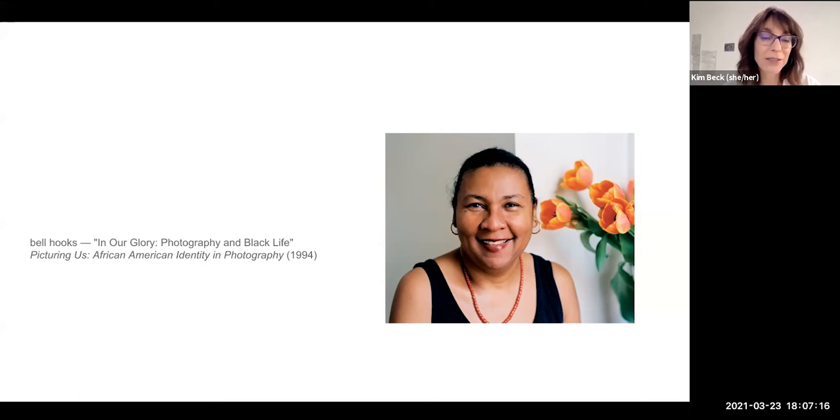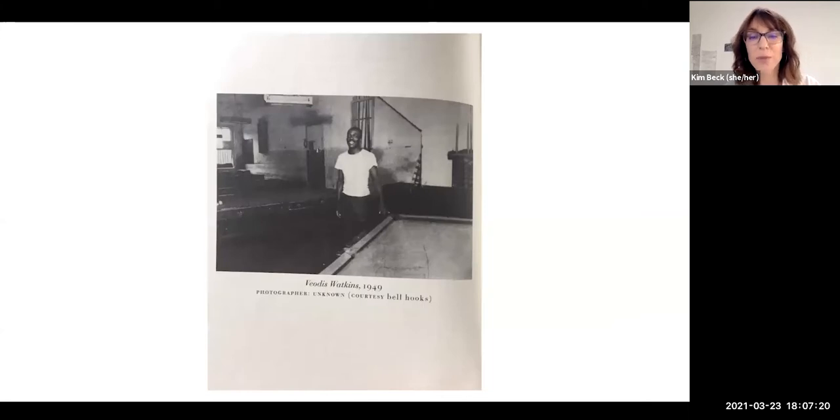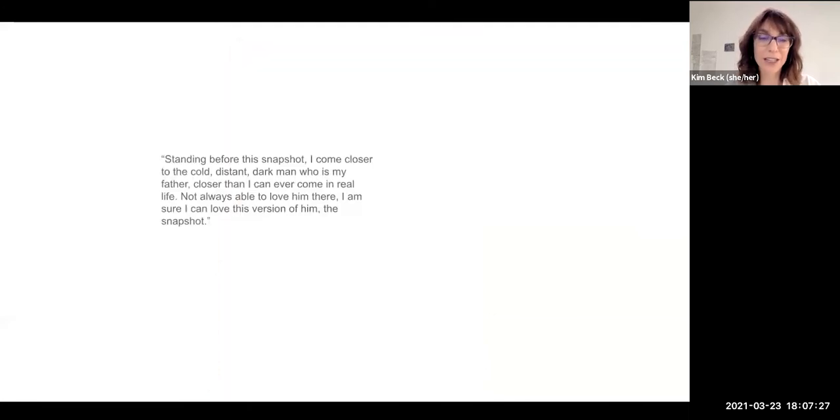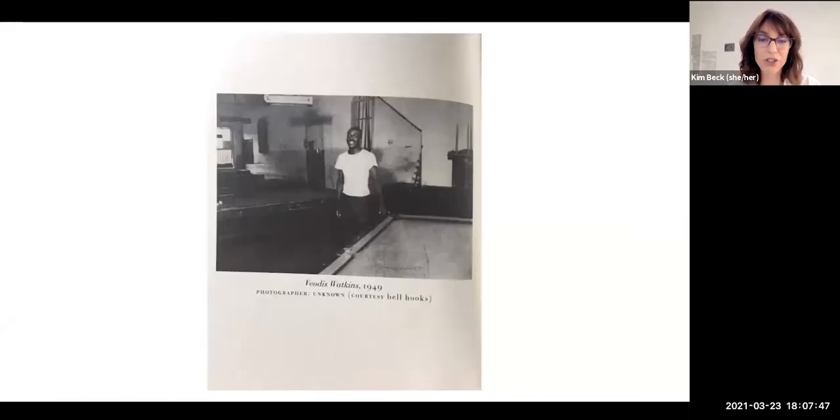In Our Glory: Photography and Black Life starts with a description of this photograph of bell hooks' father. And she talks about the photograph as something that helps her come to know her father in a new way. She says, "Standing before this snapshot, I come closer to the cold, distant, dark man who is my father, closer than I can ever come in real life. Not always able to love him there, I am sure I can love this version of him, the snapshot."